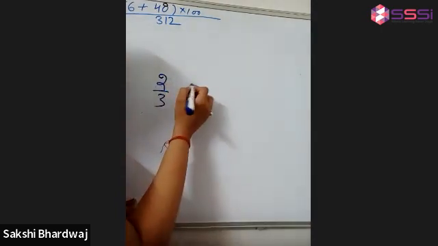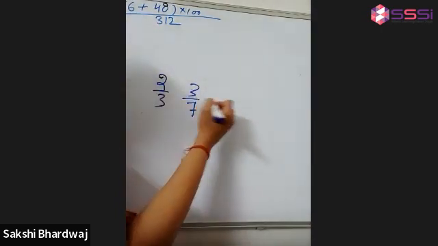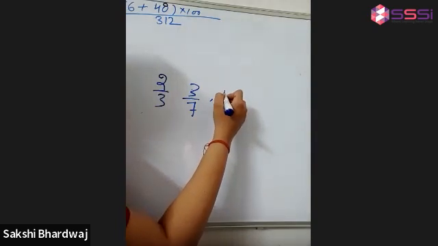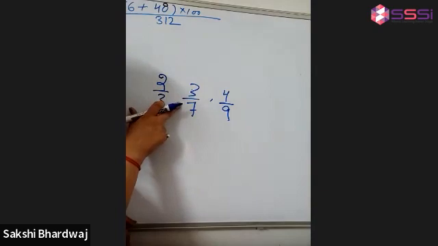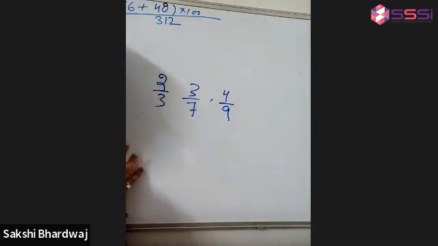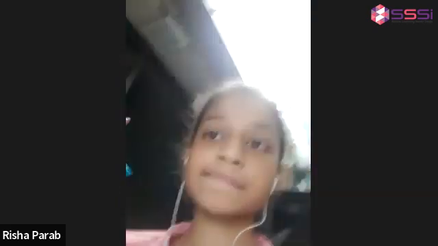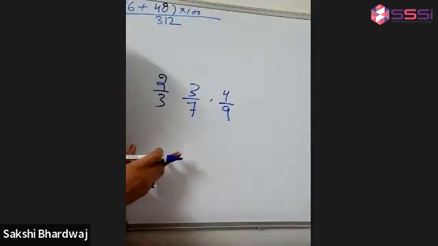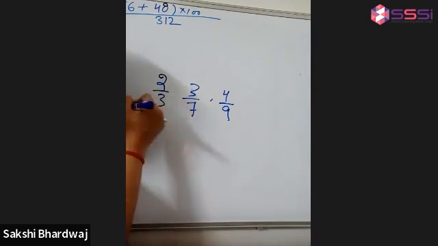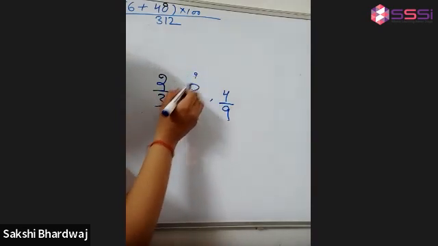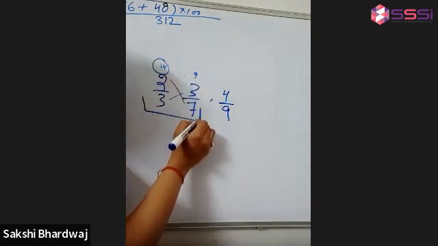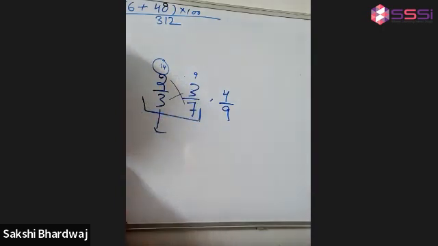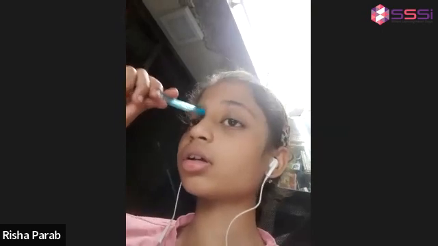But when the difference is not the same, this is 2/3, this is 3/7, and let's take 4/9. Here the difference is 4 and 5, not equal. So the first thing, we need to make the denominator same. The other way, just cross multiply them. 3 threes are 9, 7 twos are 14. 14 is greater than 9, so between these two fractions, this one is greater.